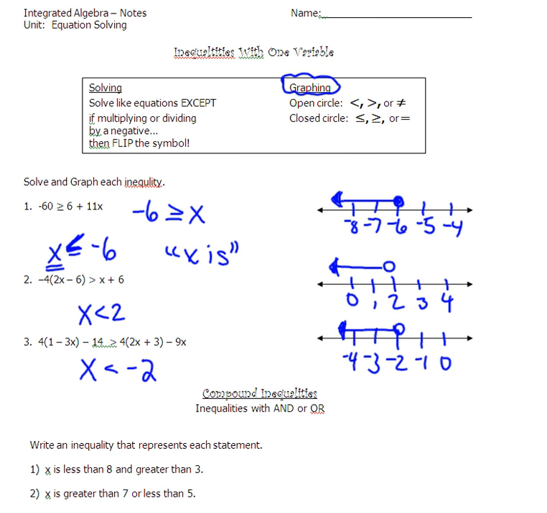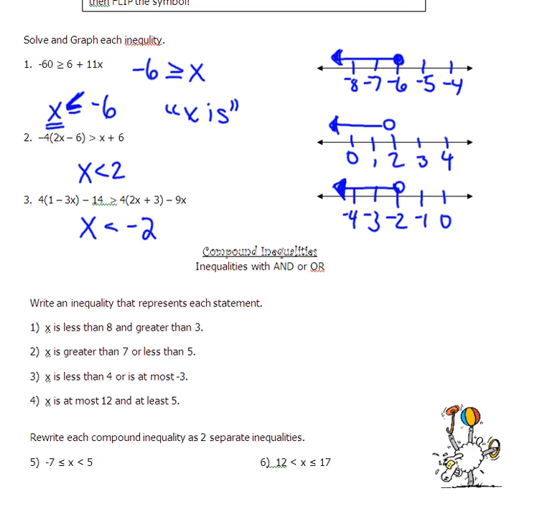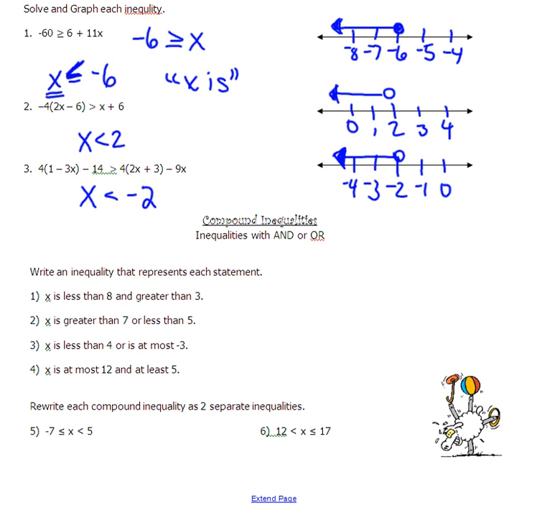So that's just review from last year, and I think most of you will be fine with that and working out equations. Let's go down and write an inequality that represents each statement. x is less than 8 and greater than 3. And x can be less than 8 and greater than 3, so I can write this compound inequality like that.